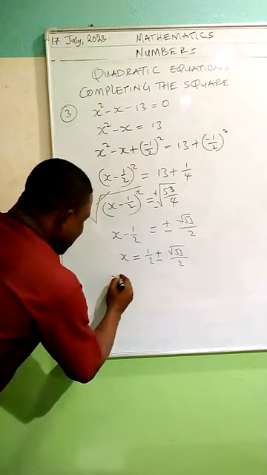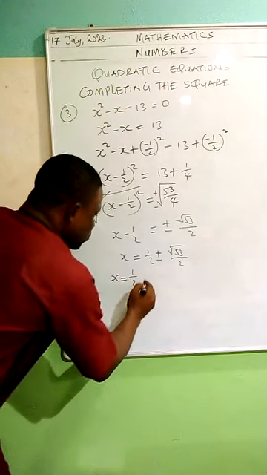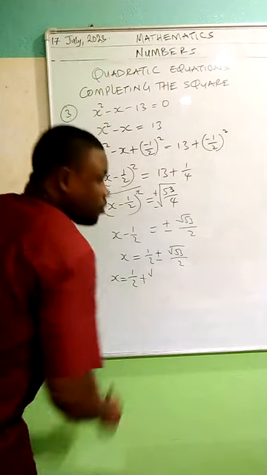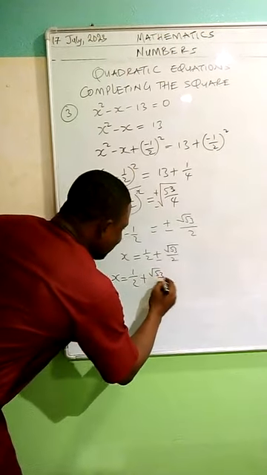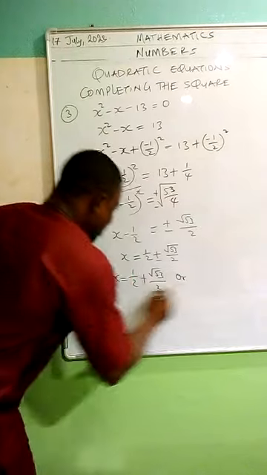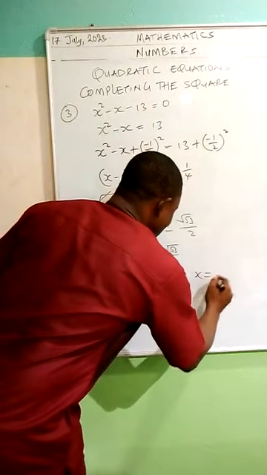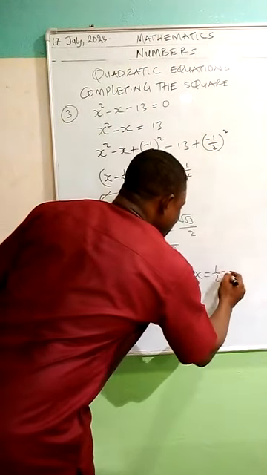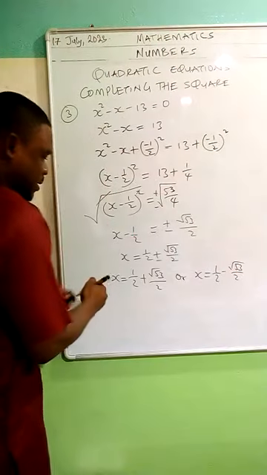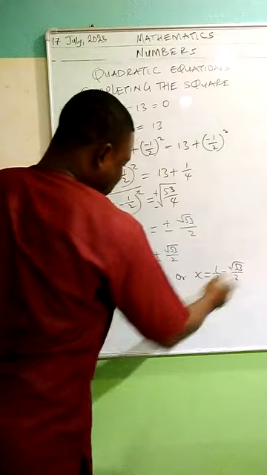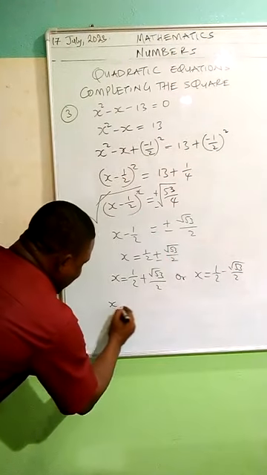So I can have X is equal to 1 over 2 plus the square root of 53 over 2, or I can have X to be equal to 1 over 2 minus the square root of 53 over 2. Plus for the first, minus what now for the second. So I end up getting what now? X to be equal to what?